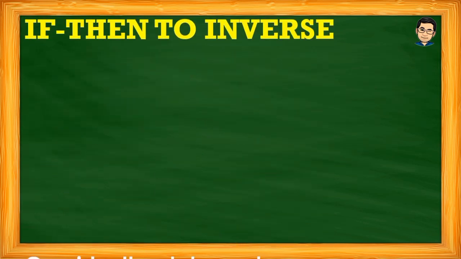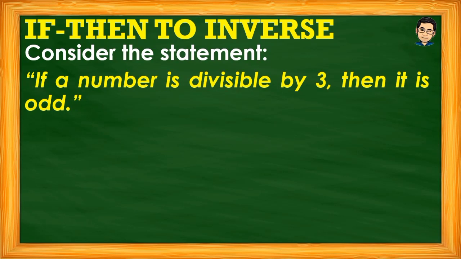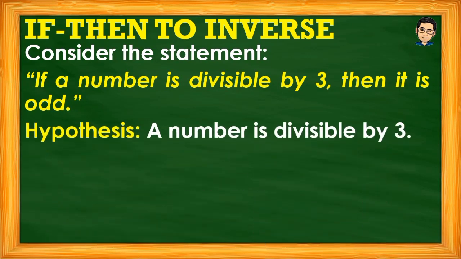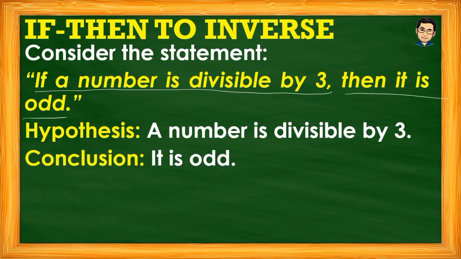So let us have the previous statement. If a number is divisible by 3, then it is odd. So our hypothesis will be a number is divisible by 3. So ito po yun yung nasa unahan, yung if clause. And then yung then clause naman natin ang magsisilbing conclusion.